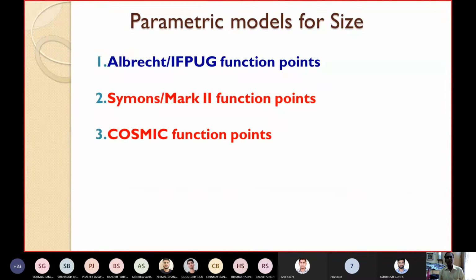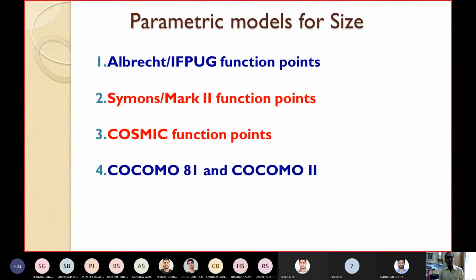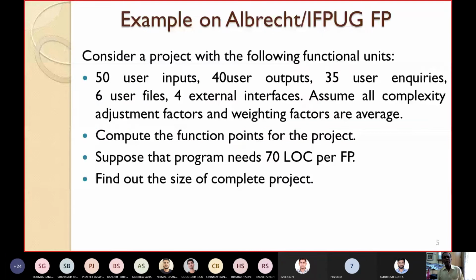As I have already told you, these are the 4 parametric models. Last class we already discussed Albrecht and IFPUG function points. Some examples we have seen, some exercises I had given. Today I will discuss a few more examples on this. Besides that, we will see the Symons Mark II function points. Then we will discuss the COSMIC function points. And COCOMO 81 and COCOMO 2 we will discuss in the next class. So let's quickly take another example on this Albrecht IFPUG function point.